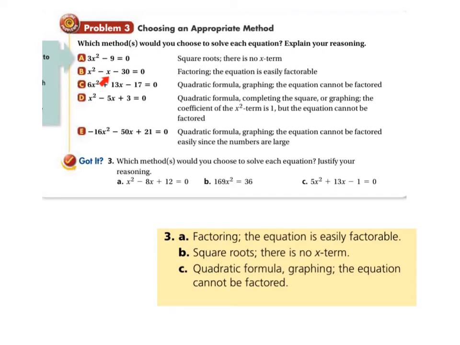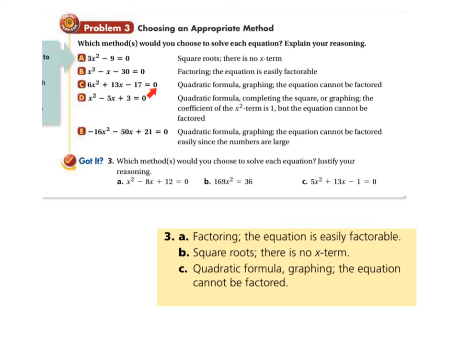Then, this one, taking a look here, there is a center term. This one's easily factorable. So we could use factoring, and again, take those two factors, set them equal to 0 and solve. This one, you could graph it, I guess. And this one, you can't factor it. You can play with it all you want and find out you're not going to factor it.